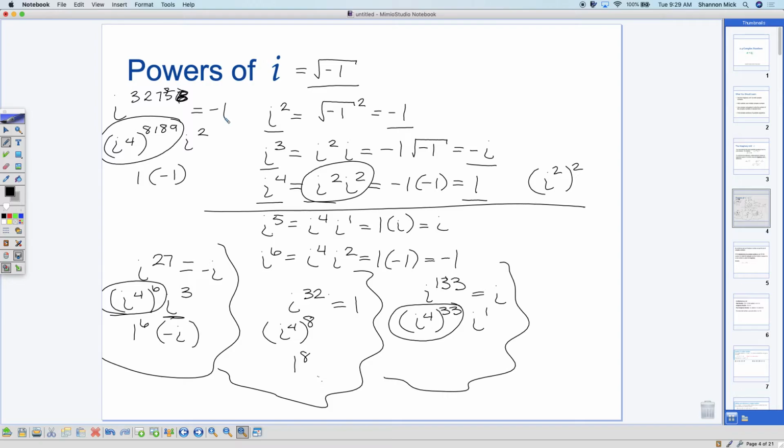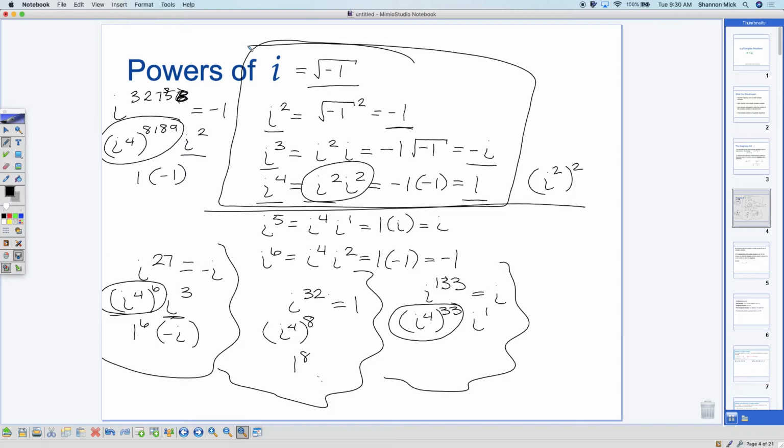Where did you get 27? I gave you 9 times i to the 27. Where do you get the -1? i squared is -1. You have to know these. If I know these, can I find out any other power of i? Yes. You have to know those.